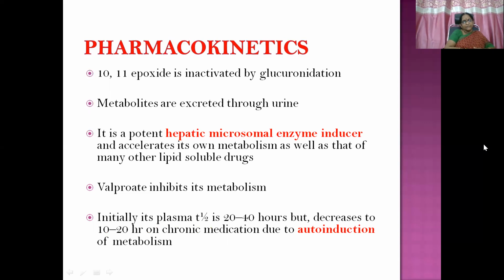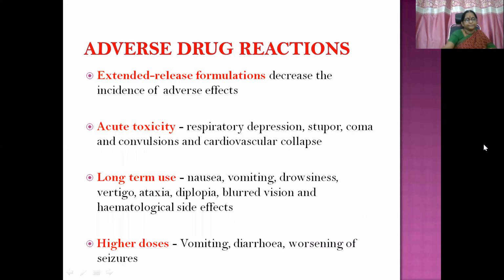So this is inactivated by glucuronidation, excretion through urine, and it is a hepatic microsomal enzyme inducer like phenytoin. Okay, so it induces its own metabolism as well as other drugs' metabolism also. And valproate inhibits its metabolism. And then the main feature of this molecule is auto-induction, because of which the plasma half-life, which is 20 to 40 hours in the beginning, can get reduced to 10 to 20 hours because of auto-induction of metabolism.